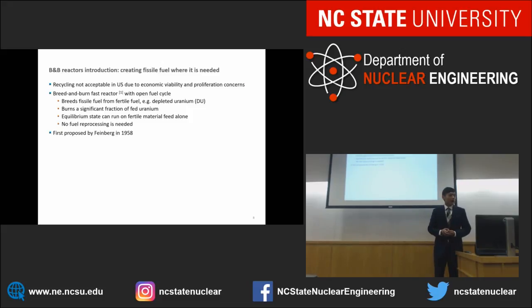At this moment, recycling is not acceptable in the US for a few reasons, and so we really cannot directly go to fuel reprocessing. But with a fast reactor operating in the so-called breed-and-burn mode, coupled with just an open fuel cycle, we can achieve an extension of the uranium resource. So what we do is breed fissile material from fertile material, and we burn a significant fraction of it.